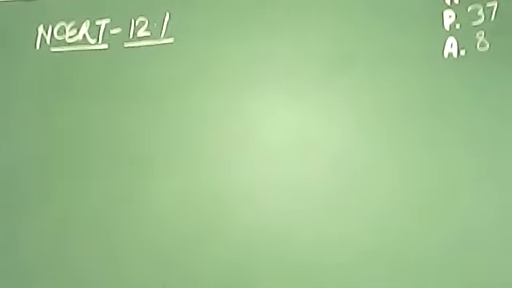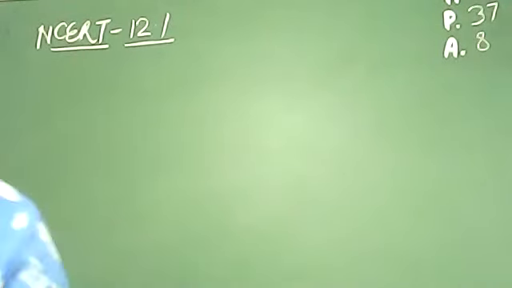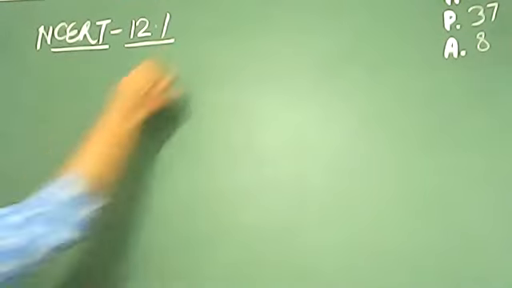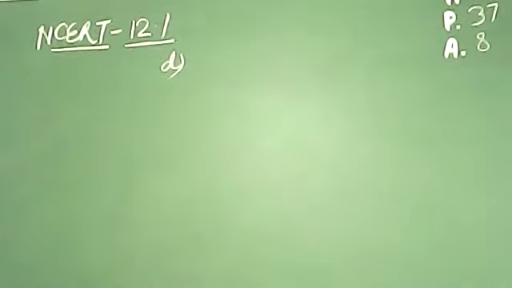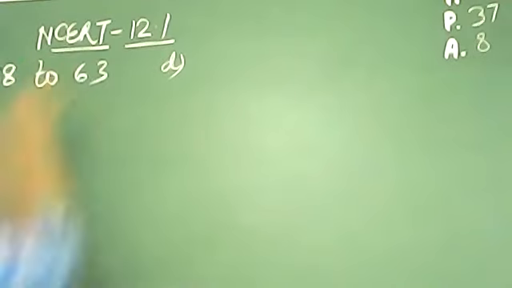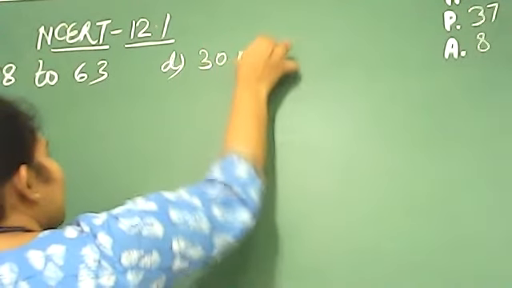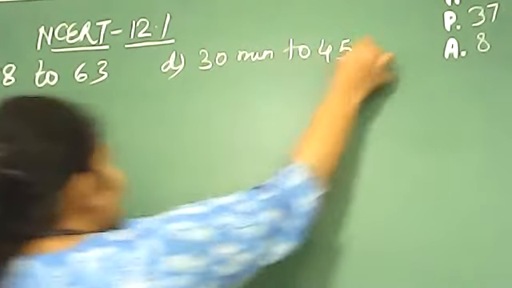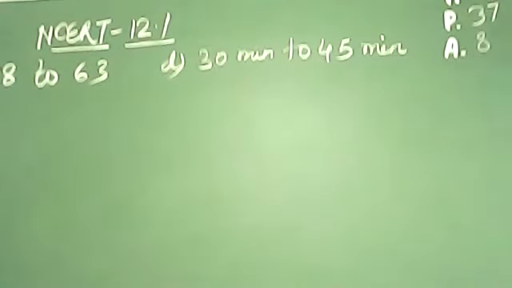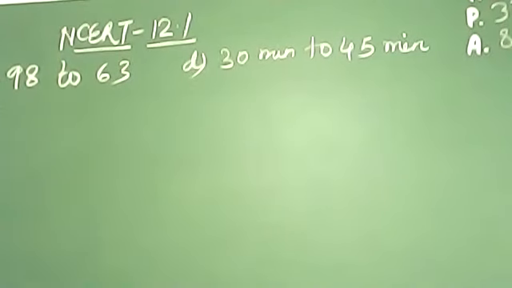We will be doing only 2 questions from question number 6. Fine. Not A and B, B and D. So B is 98 to 63. And for D, it is 30 minutes to 45 minutes. In both the questions, we have to find out the ratio.